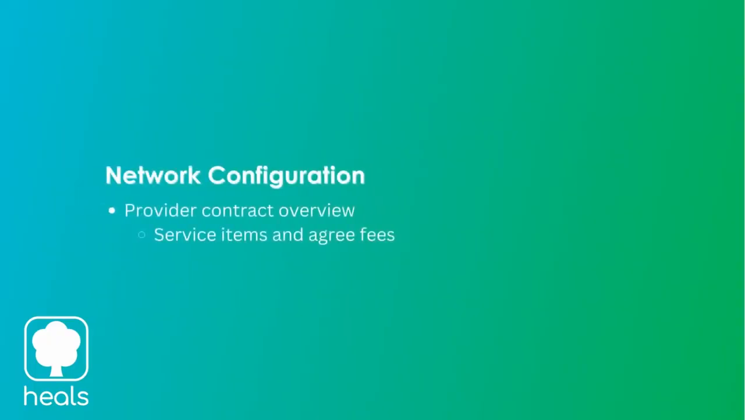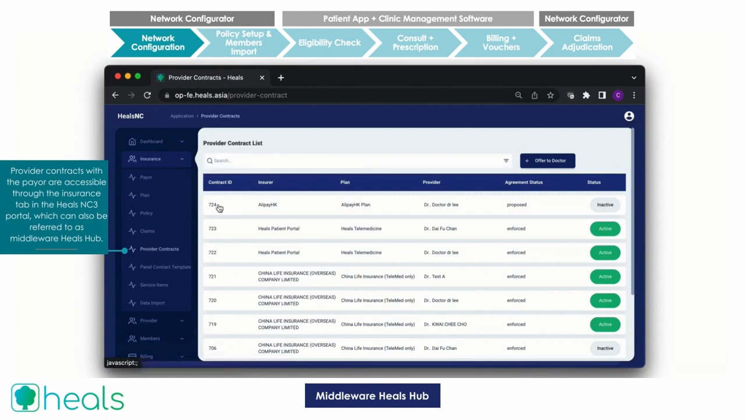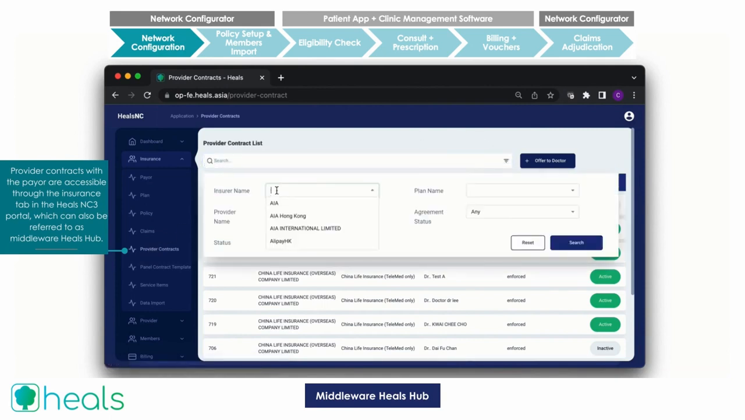First, let's look at network configuration. This section will include an overview of the provider contract, which includes the input of service items and agree fees. This is the interface of the middleware Heels Hub. On the middleware Heels Hub, the provider contracts are accessible through the Insurance tab. The middleware Heels Hub is also referred to as the Heels NC3 portal.